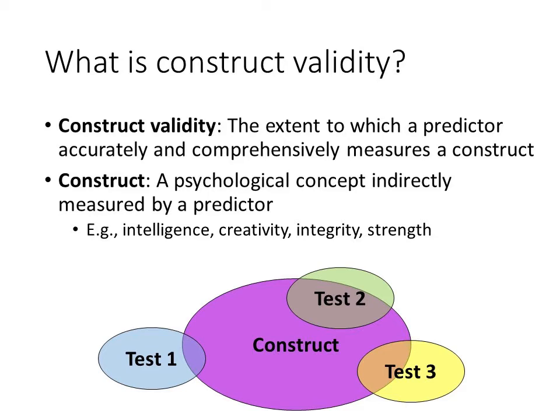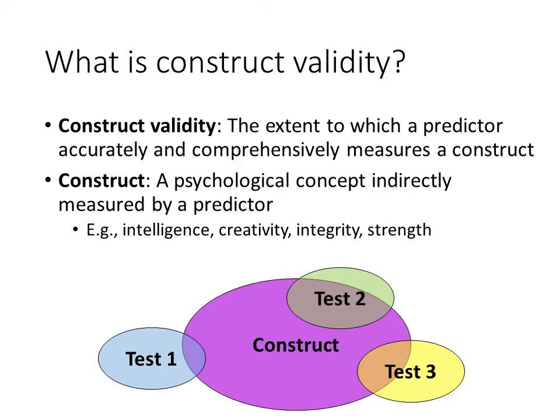Examples of constructs that IO psychologists often study include intelligence, creativity, integrity, physical strength, and the list goes on and on. There are thousands of constructs that we can measure. Imagine you want to create a test for creativity. In order to do that, you have to define creativity. You have to identify what your definition includes and what your definition does not include. You may have to design more than one test to cover different aspects of the construct.